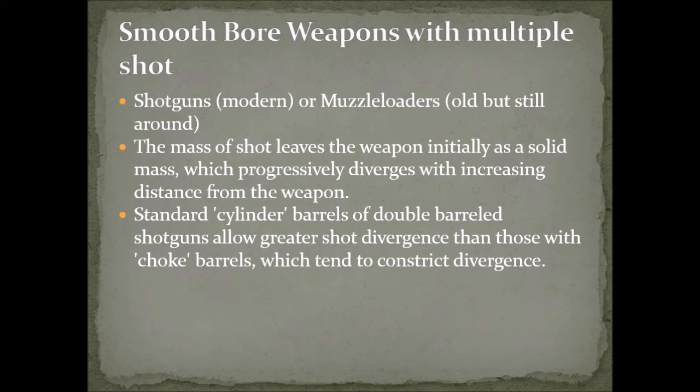It's true that the bore of the rifling in the barrel, which I'll explain what those are in a minute, they're basically spiral grooves that go down the barrel to spin the shot. And I'll talk about that in a minute. In these, the mass of the shot leaves the weapon initially as a solid mass, and then it splits apart. What I'm talking about is there's a whole bunch of balls in a shotgun. A lot of muzzle loaders would do this too.